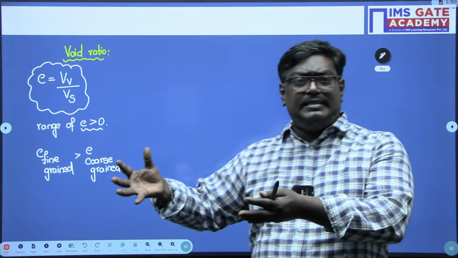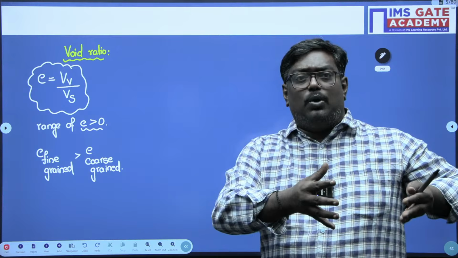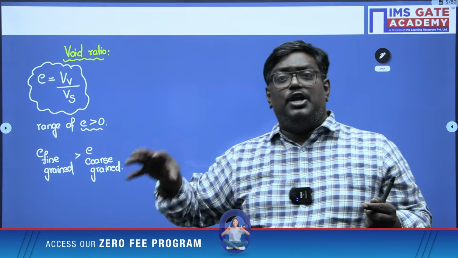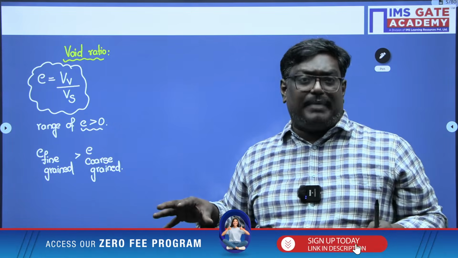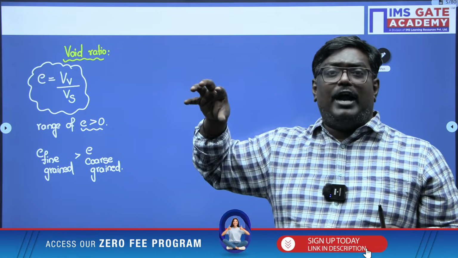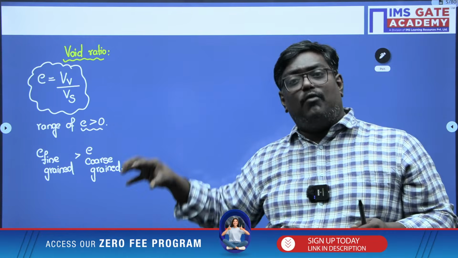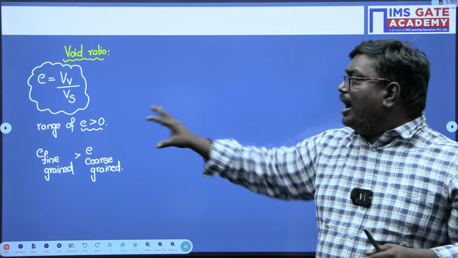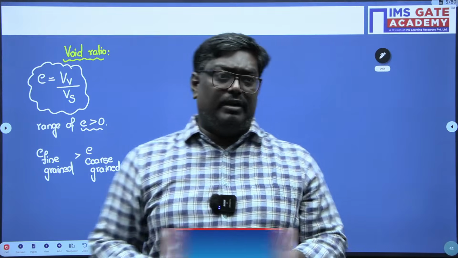You can take rice, and if the rice is made into powder, the powder can be taken as fine grained and the rice can be taken as coarse grained. So if you take this as a practical example, the number of voids will be more in fine grained and less in coarse grained, but the size of void will be more. So void ratio is defined in this way, my dear student friends.